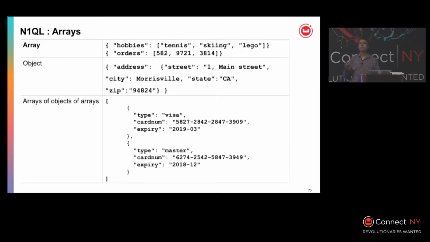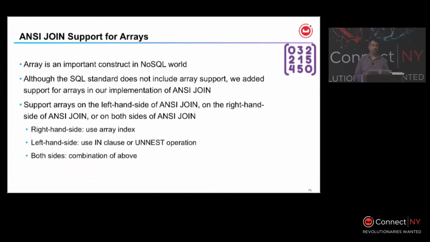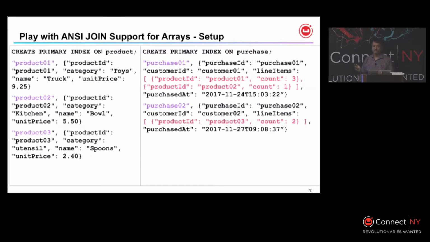Before that, yes, we implemented ANSI joins, but JSON has arrays and objects. What do you do when you have to do joins based on an array predicate? We have extended the ANSI join semantics to support joins with array predicates. So here is an example of arrays. When you have the ON expression, you can have arrays just on the right hand side or on the left hand side, or you can have arrays on both sides.